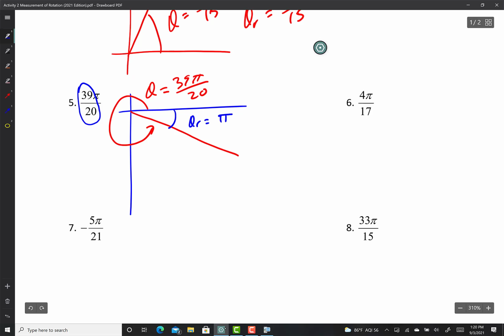1/20th of pi. So I'm going to write pi over 20. You can say 1/20th pi, but I like to put the pi in the numerator. So there it is. There's my reference angle. Do you see how we did it? Yeah, pi over 20.